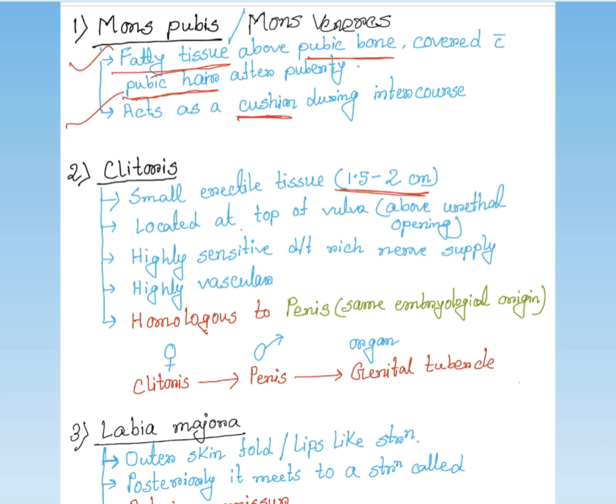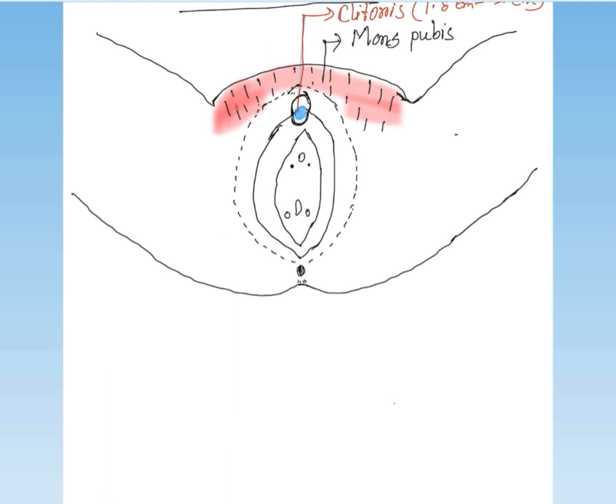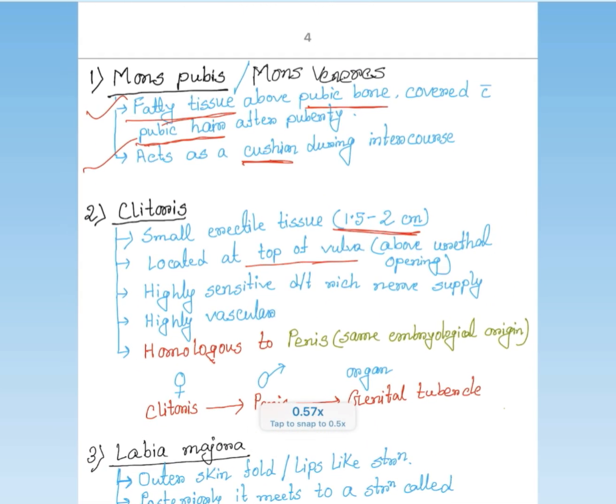It is located at the top of the vulva. So here it is the top portion of the vulva region. This whole portion is called vulva, and it is situated at the top of the vulva and above the urethral opening, and it is highly sensitive because it is rich in nerve supply, and highly vascular because it is rich in blood supply. The female organ clitoris is homologous to the male organ penis, and the embryological organ is genital tubercle.